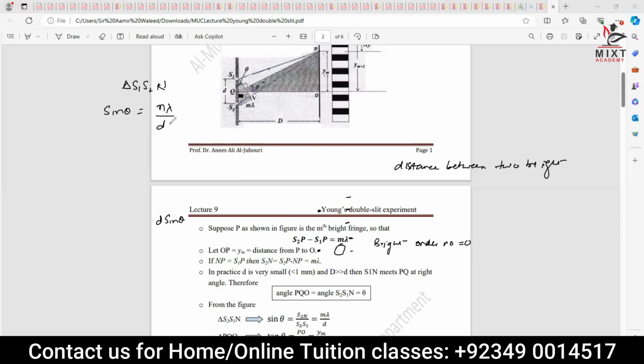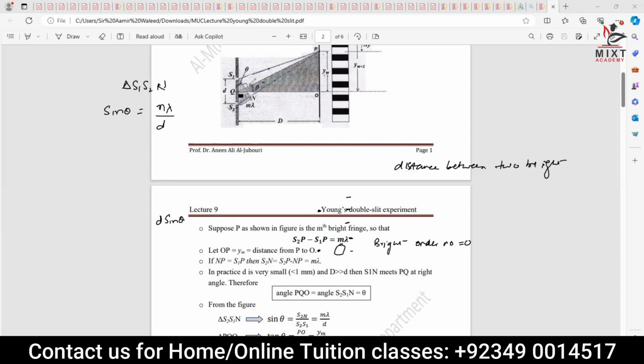Can anybody tell me why did I write n lambda in this? Because it's a constructive interference. We are talking about the constructive interference. Initially, we will find out the distance between two consecutive bright fringes, and then we will do that for the dark fringes as well. That's the reason sine theta is equal to n lambda. I take this distance as n lambda divided by d.